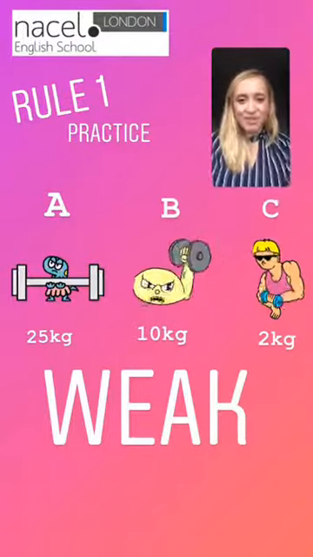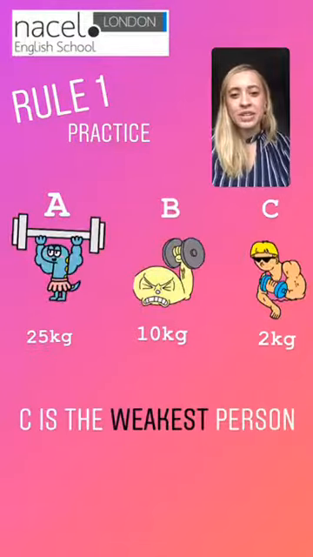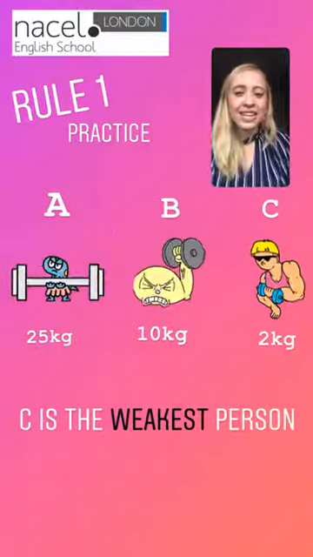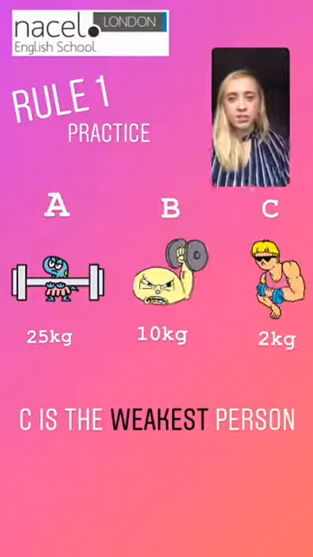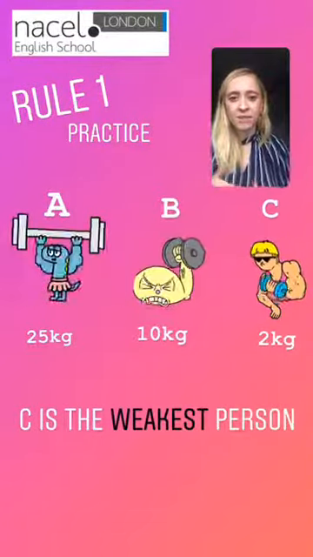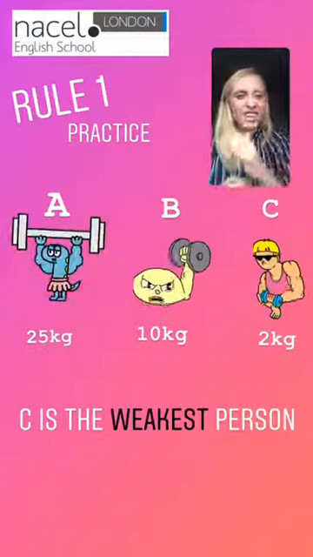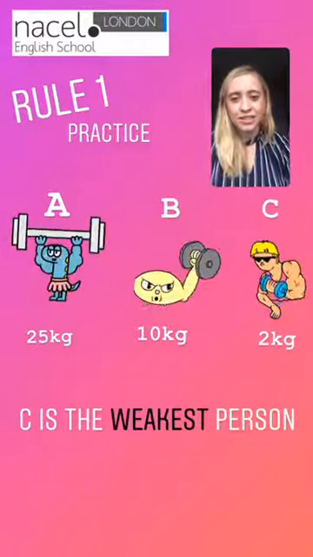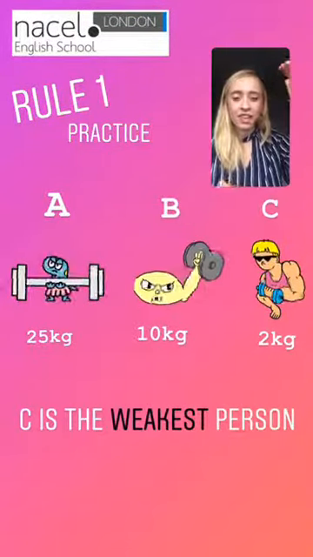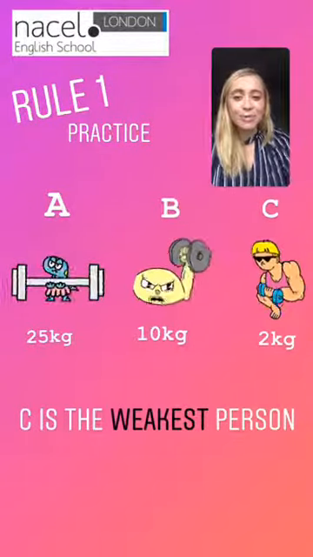Okay, I can see some of you are getting it correct. Fantastic. Our sentence would be C is the weakest person. So remember, when we are using superlatives, we can talk about the upper and the lower, but we cannot talk about the middle. So there is no superlative sentence for B. Only the upper and the lower is possible. So fantastic, that is rule 1.